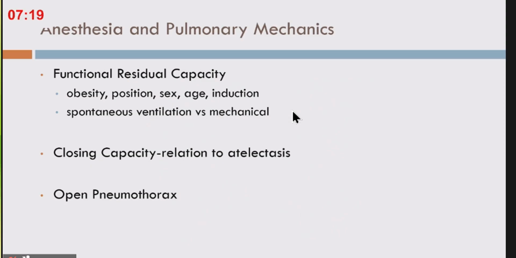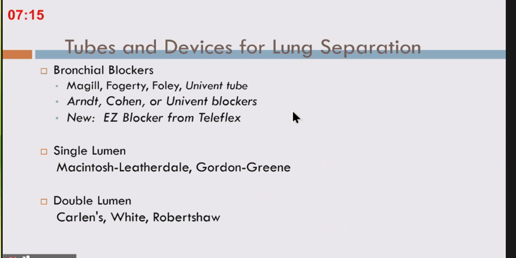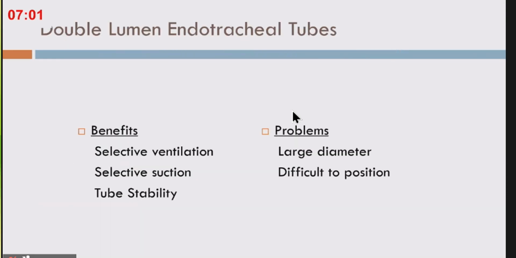Anesthesia and pulmonary mechanics, pulmonary residual capacity. You guys all know all of this stuff. Tubes and devices. The first two I'm not really going to discuss due to time. We'll talk about double lumen tubes. There's three main ones that make it. Double lumen tubes, why do we have them?